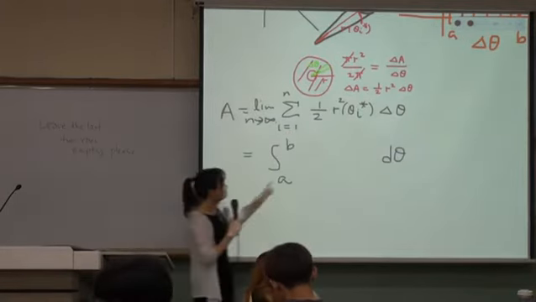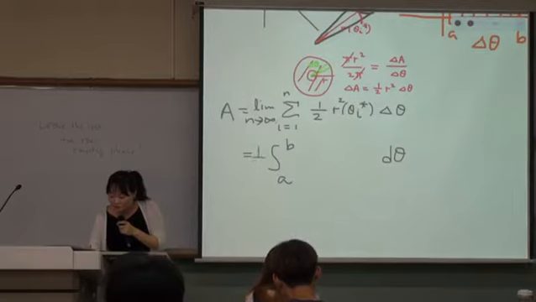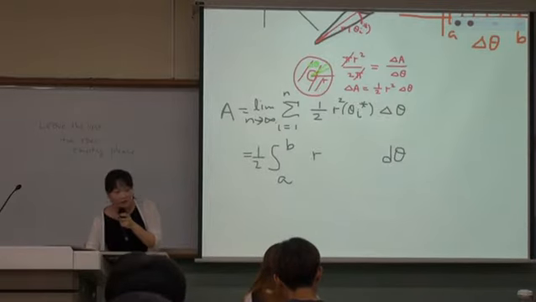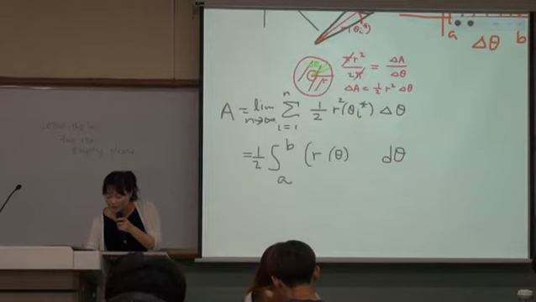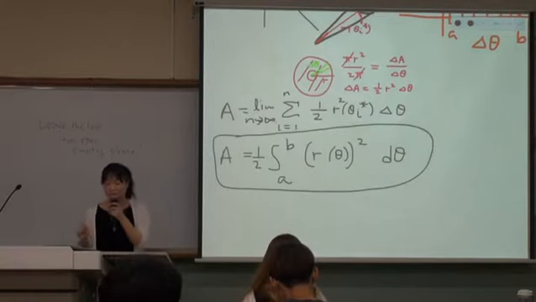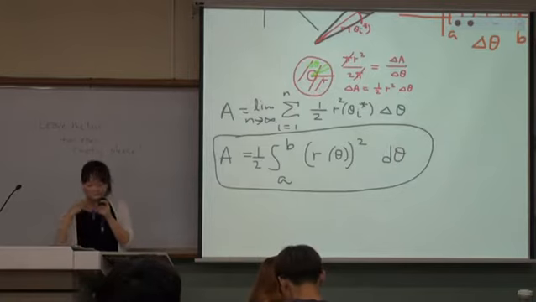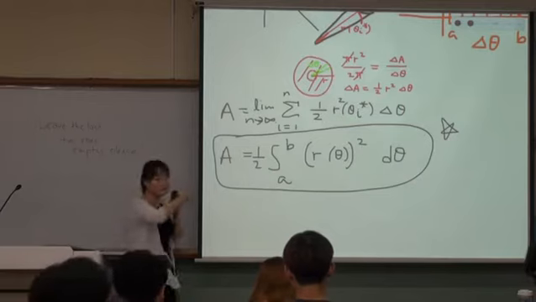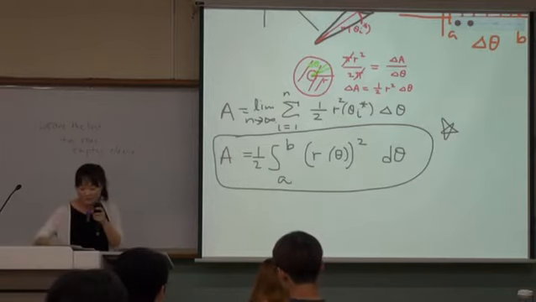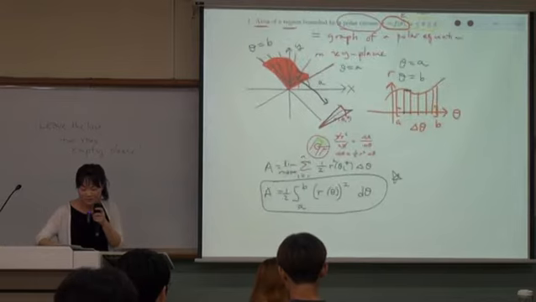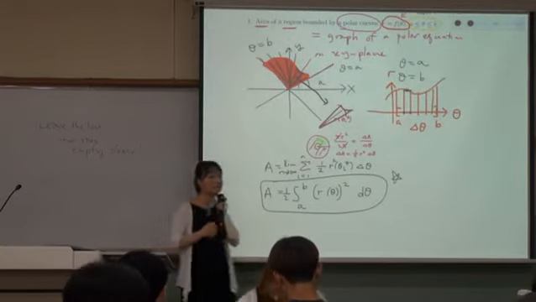1/2 is a constant, so that can be pulled outside. So 1 over 2, and then we get r as a function of theta squared. So this is the area of the region bounded by polar curves. You will have to memorize this. So if you understand the derivation, it's easy to memorize. Any question?